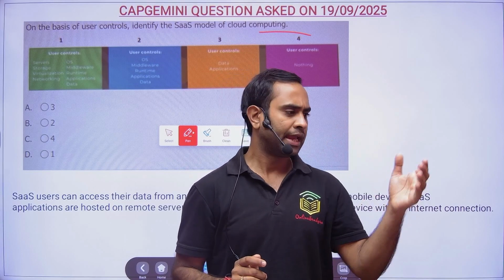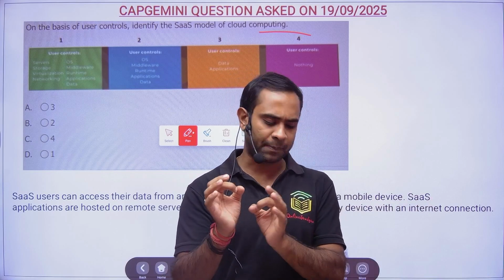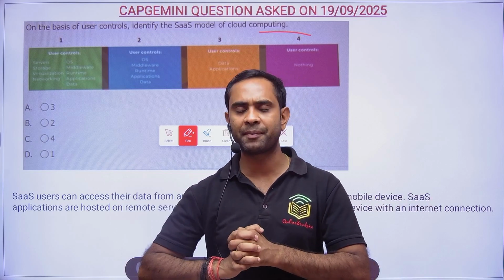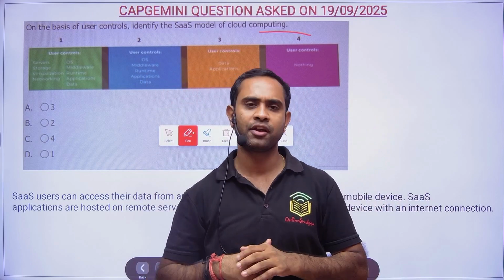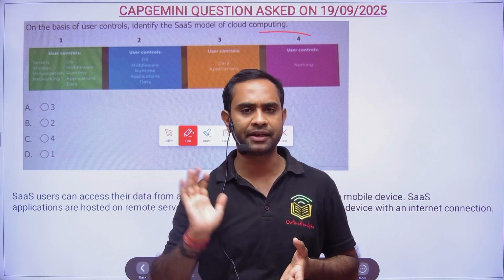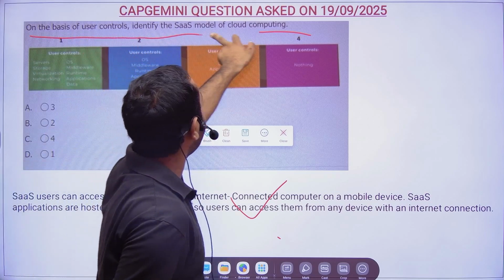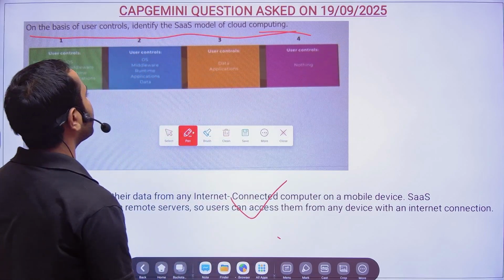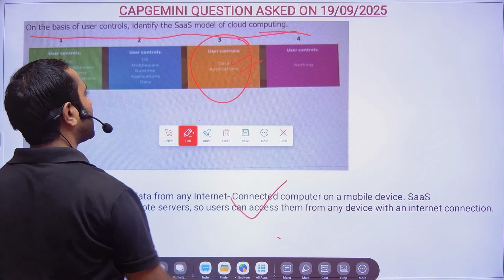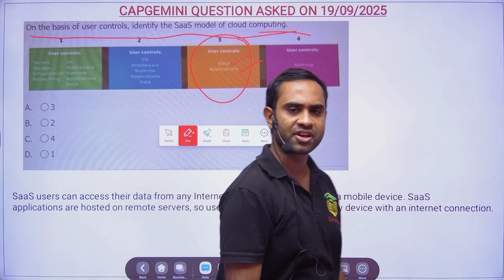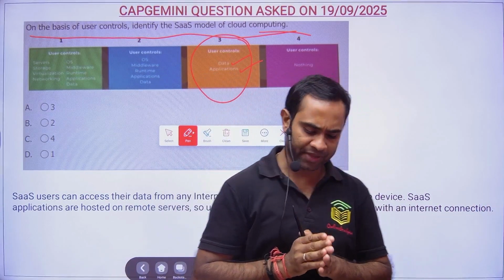You can find it even in the Play Store. So Gmail is an application by Google. What will you be able to do? With the internet, you will be able to use the application. You can store some data, you can delete the data. So on the basis of user control, identify the model of cloud computing. Definitely the user controls data and application, that is the only thing which comes under your SaaS model. So you will be easily able to explain that.